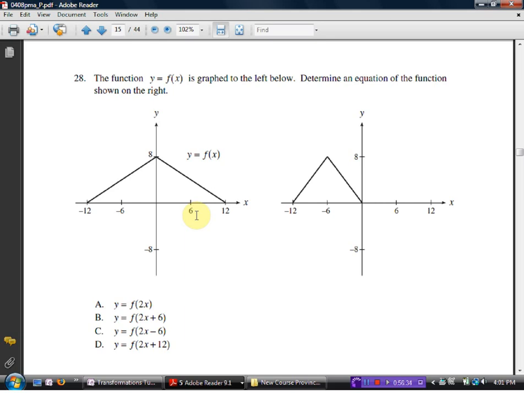The function y equals f of x is graphed to the left below. Determine an equation of the function shown on the right. Okay. Key points. First thing I would say is, how wide is my original function? 24. How wide is my new function? 12. We've definitely had a horizontal compression by 2. That's a waste of my time. Shoot, they all have a horizontal compression of 2. Nothing vertical looks like it's occurred. It went from 0 to 8 high. It's still 0 to 8 high.